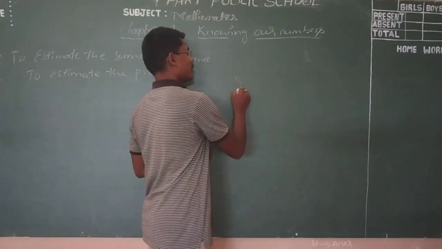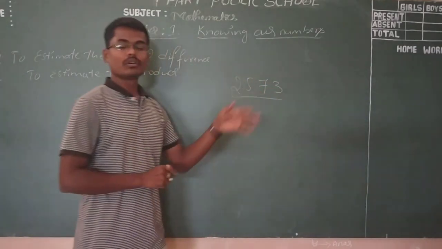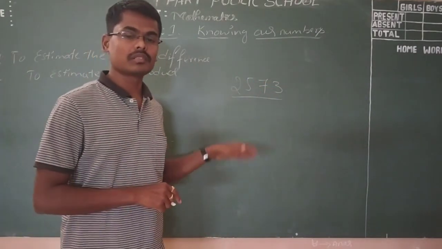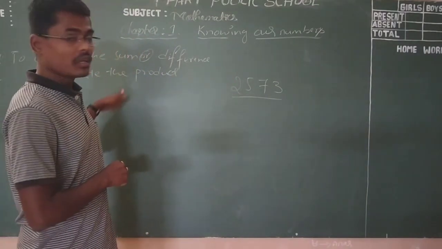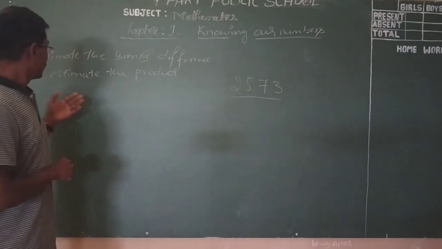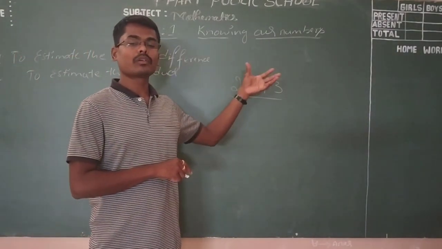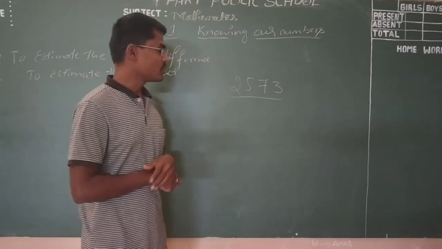I am going to take the number 2573. How are we going to round off this one? Because this is very much necessary to solve the upcoming problems, like to estimate the sum or difference, to estimate the product. For that reason we have to be thorough with how we are going to round off the given number.